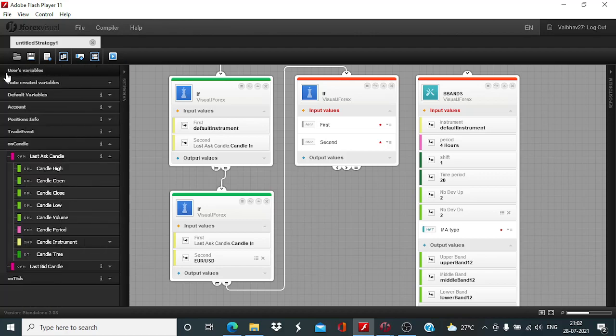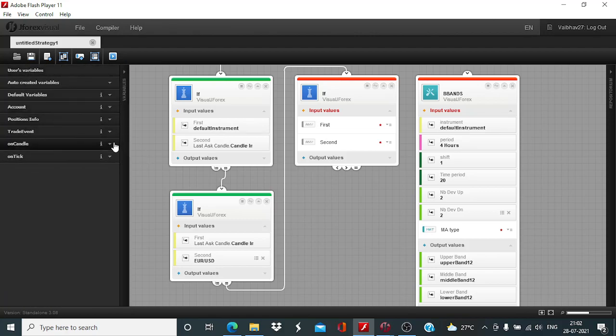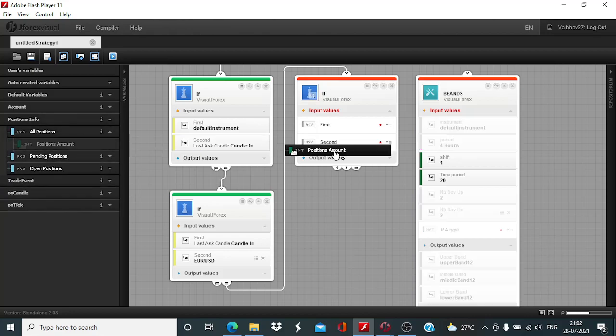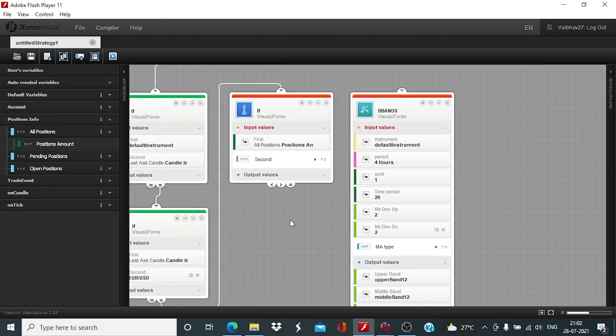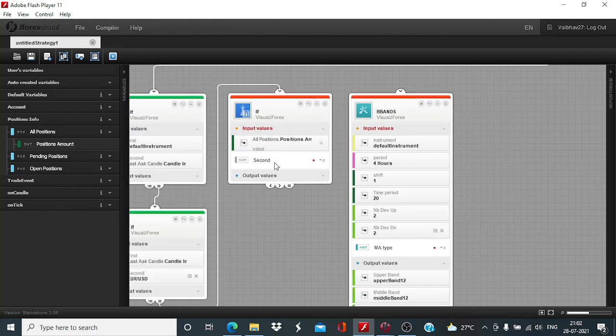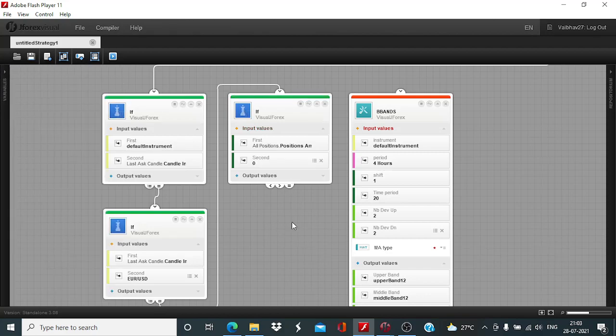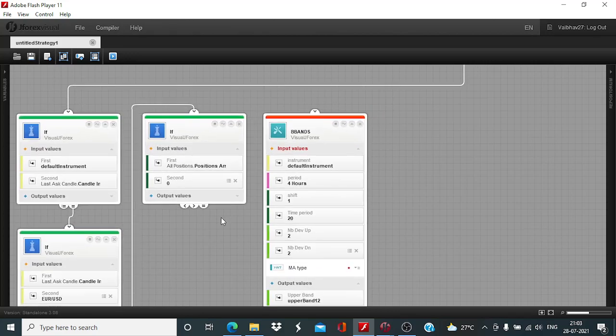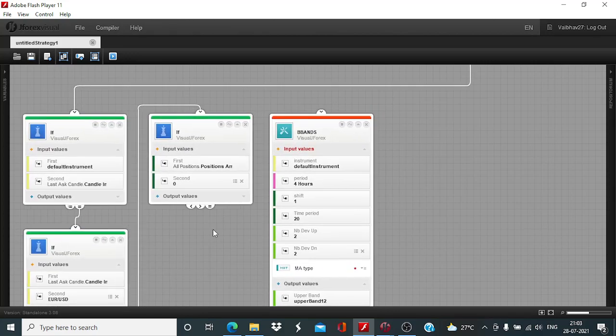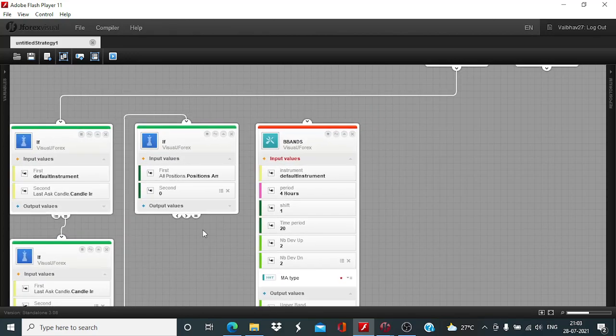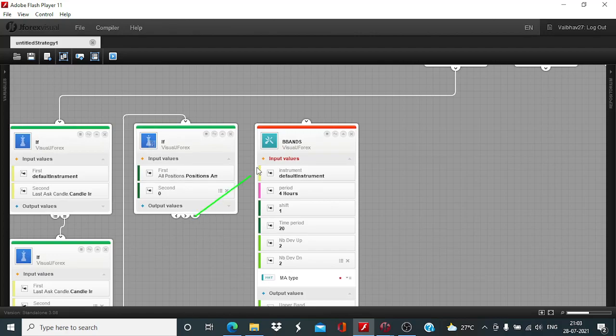And to look at the open position, we will have to take the position info. We will take all position amount to make sure that there is no existing open or pending position on the account prior to the execution of the new trade. So we don't happen to double down on any existing position, and trades should be open keeping the equity of the account in mind.